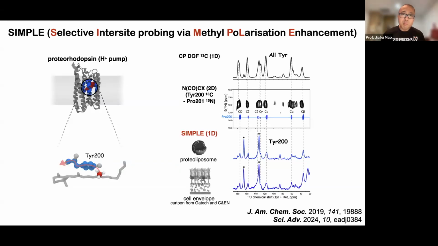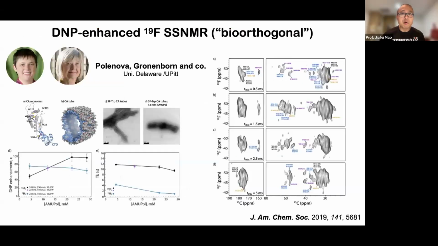But there are even more selective methods. That's fluorine NMR. As you know, fluorine is bioorthogonal because we don't have native fluorine species in our cells. Here Tatiana and Angela demonstrated that you can do fluorine NMR on the DNP setup and even start to do 2D versions. So this would be a very nice approach, I think, to be adapted in the future in many biological solid-state NMR approaches.